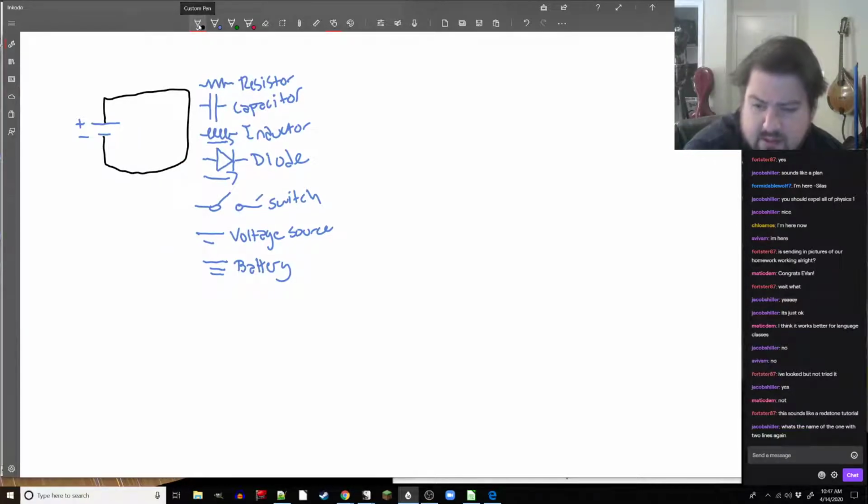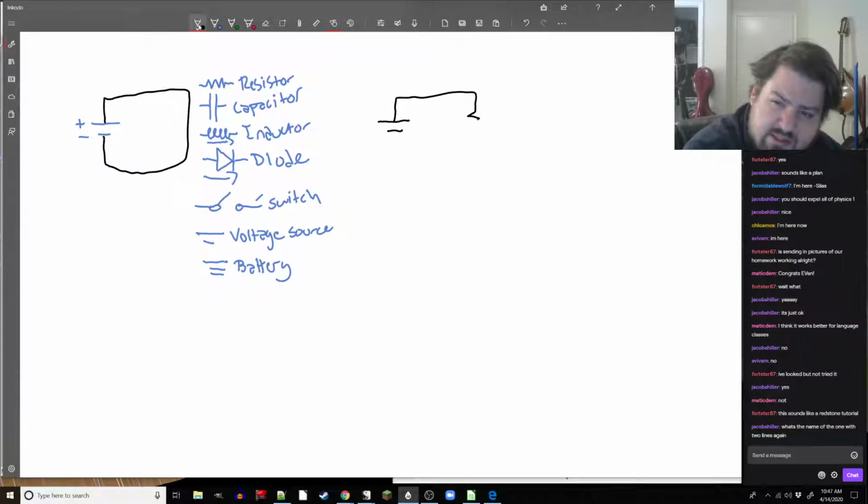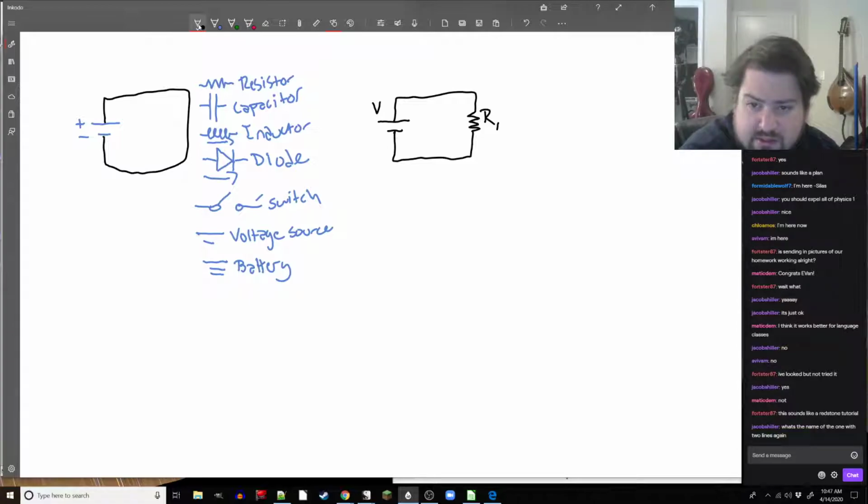Okay. So let's imagine we have a circuit with a voltage source here, and you have a resistor. Really easy. We're going to call this V for voltage and R for resistance. In fact, I'll call it R1, even though there's no other resistors. And I'll call this V0 for original. So this is the simplest possible circuit you could have.